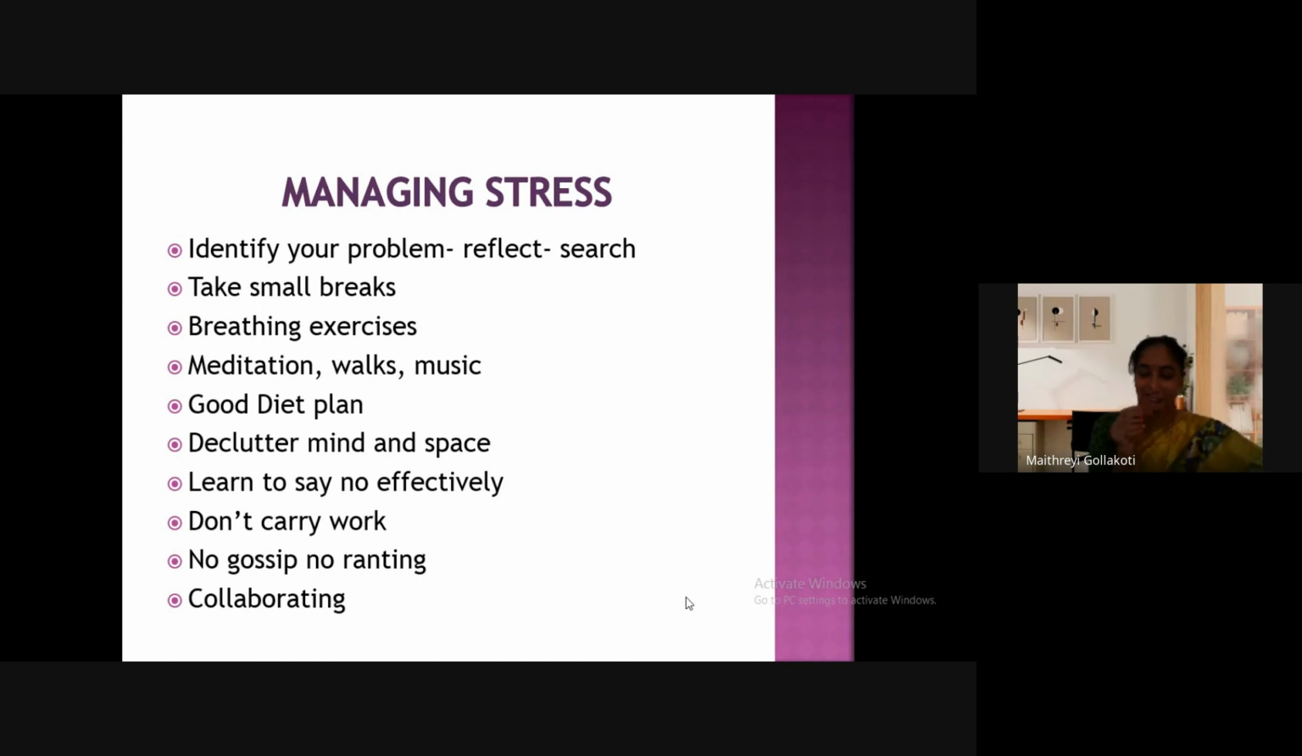Isn't it? Next, no gossip, no ranting. Don't complain about anybody in your workplace. That is a big no. Okay. Don't complain about anybody. Don't gossip. Don't carry things. Because when you carry things, people carry things about you. Isn't it? So it becomes too much and that will create lot of stress and negative atmosphere in the workplace. So if somebody gossips also, please tell them, no, don't tell me all those things. Say some nice things. Let us talk nice things.